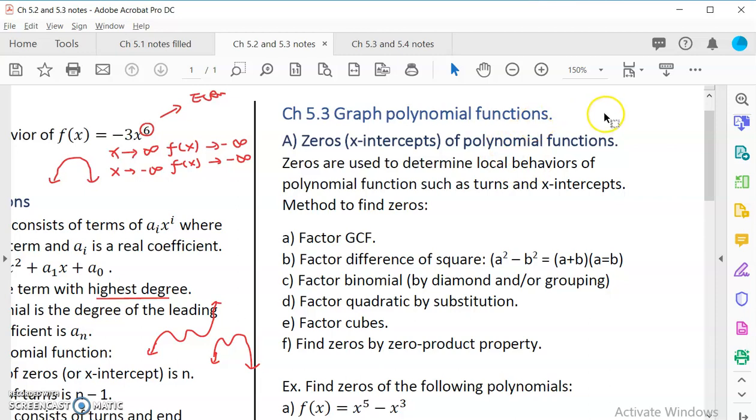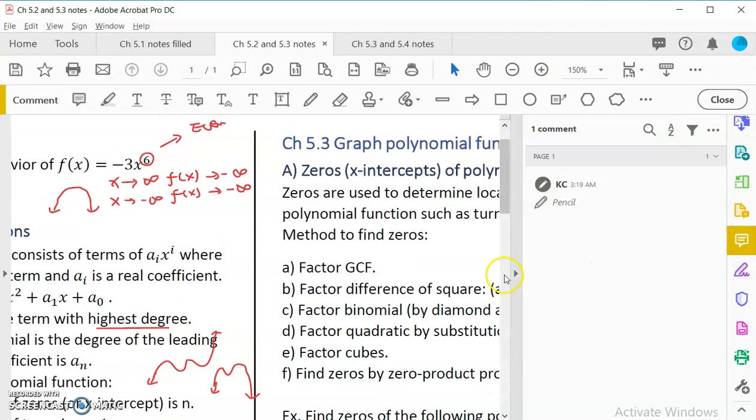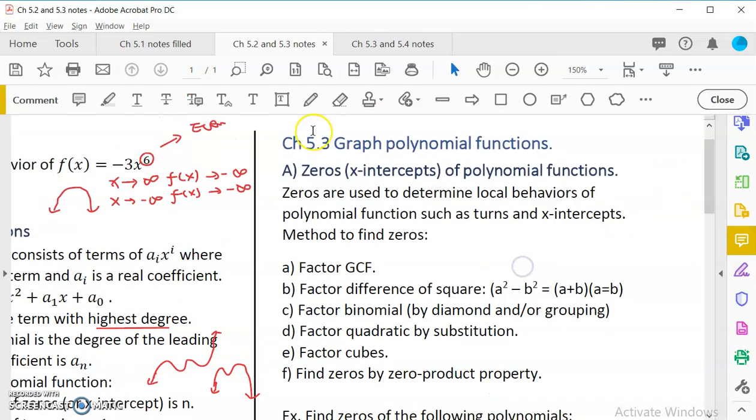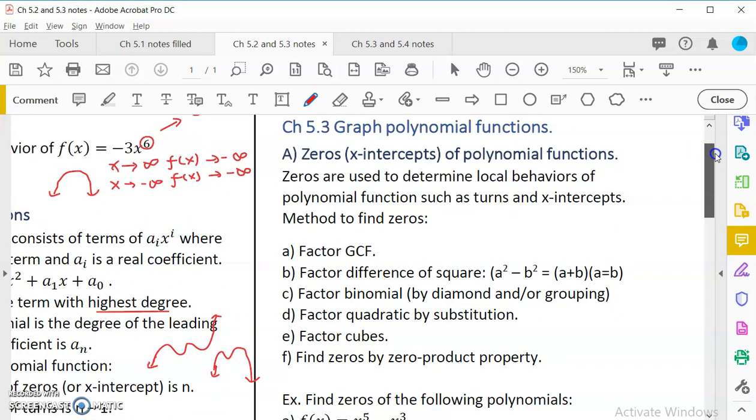We call it local behavior because all polynomial functions will have end behavior where the graph will go to infinity or negative infinity, but locally in the middle they will turn. When it turns, it might go through the x-axis, and those are the x-intercepts. So the process to find the x-intercepts is primarily factoring.